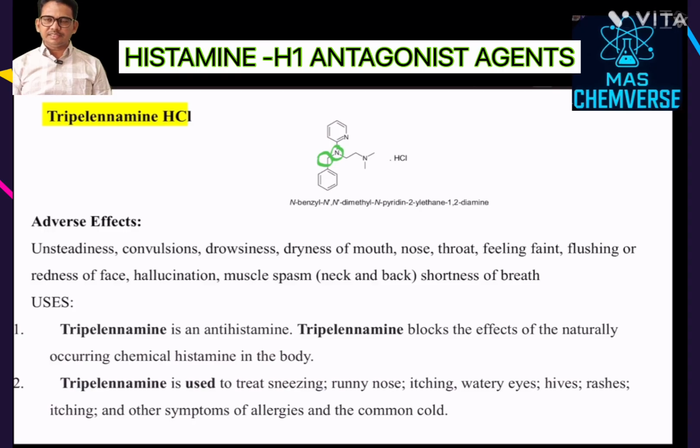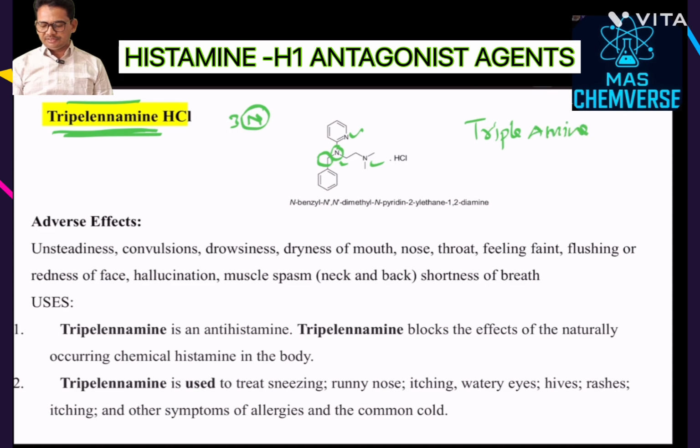That's why it is called tripelennamine. Here one nitrogen, here one nitrogen, and here one nitrogen. In total, how many? It has 3 nitrogens. That's why it is called tripelennamine, meaning triple amine. Remember the structure: it has the triple amine. That's why it is called tripelennamine.